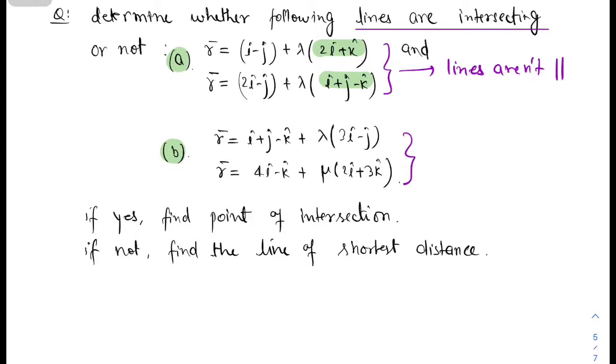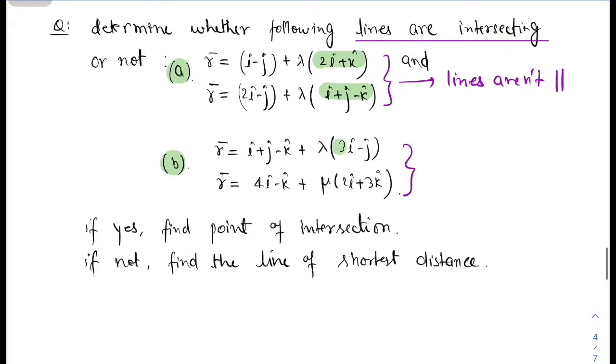But if the lines are not parallel, I cannot say for sure that they are going to intersect or not. So for that we have to calculate the point of intersection, or by calculating shortest distance also we can find whether the lines are intersecting or not. What about this second set of lines? Again, these two vectors are not collinear, it means these lines are also not parallel.